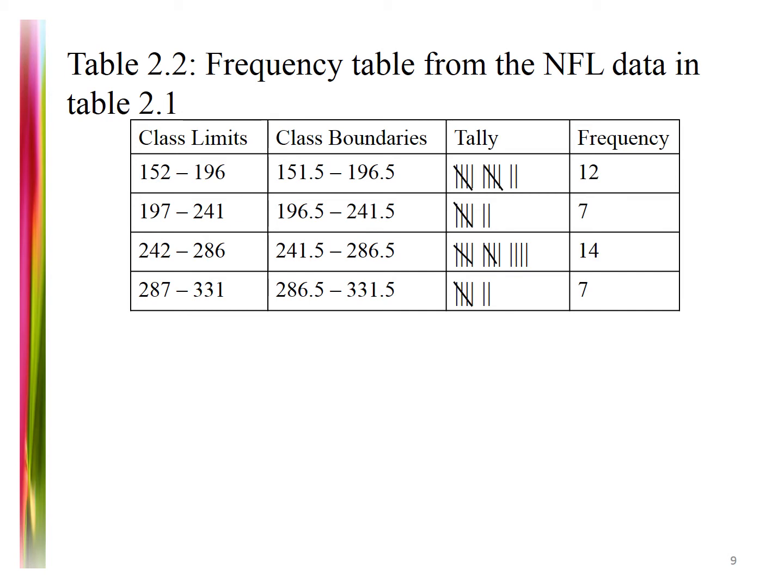Next, we can use the tally sheet, counting how many observations fall in each interval. In this case, 12 NFL players' weights lie in the first interval, 152 to 196. Similarly, 7 is the frequency for the next class interval, 14 for the next, and 7 for the last. This tally approach is not important, but if you use it, it may be easier to count the frequencies.